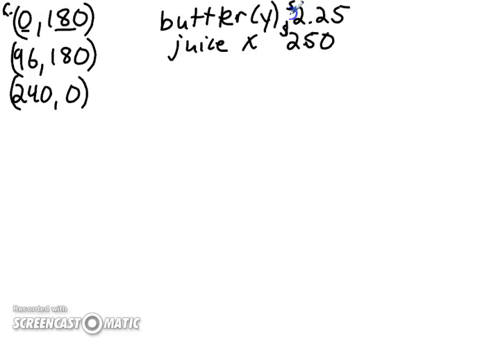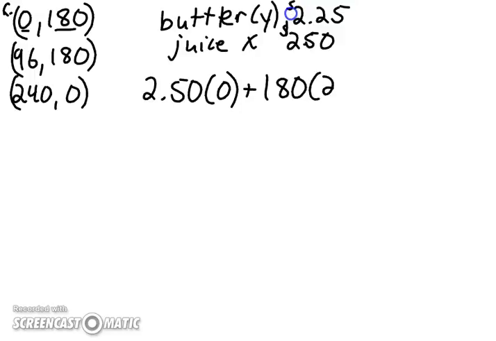So in other words, for the first point, it's 250 times 0 plus 180 times $2.25. Obviously, the 250 times 0 is 0. The 180 times 2.25 is 405. In this case, they would make a profit of $405.